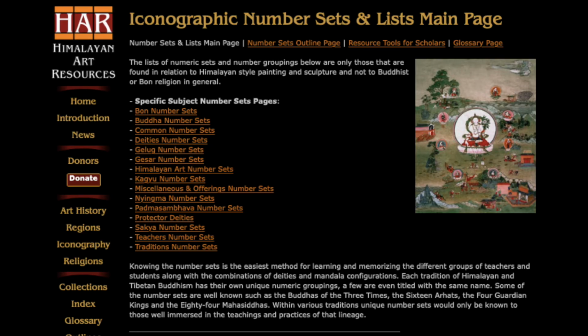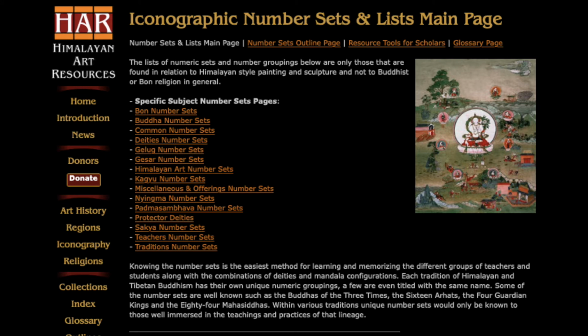How painting sets are constructed, how big they are, whether it's a singular composition or whether it's a painting set of 3, 5, 7, 11, or 25 paintings, that often depends on the number sets. So, right now we'll talk about the number sets.